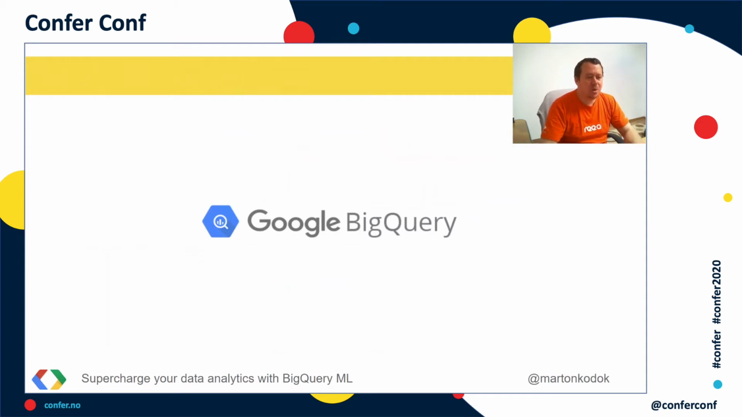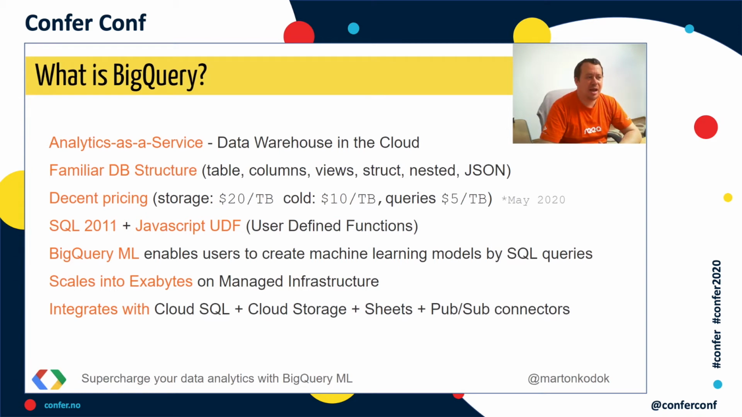So why BigQuery? What is BigQuery? BigQuery is analytics as a service, a data warehouse in the cloud on Google Cloud Platform. It has familiar DB structures, tables, columns, views, and also has structs, nested and JSON notations, which are very helpful nowadays when you want to store unstructured data next to structured. And as it's a managed service, we need to mention that it has a price component. It has decent pricing because storage is $20 per terabyte and queries are $5 per terabyte. So if you would have, I don't know, a petabyte of storage, you would pay $20,000, which on-premise you cannot afford, or you cannot build a cluster from it.